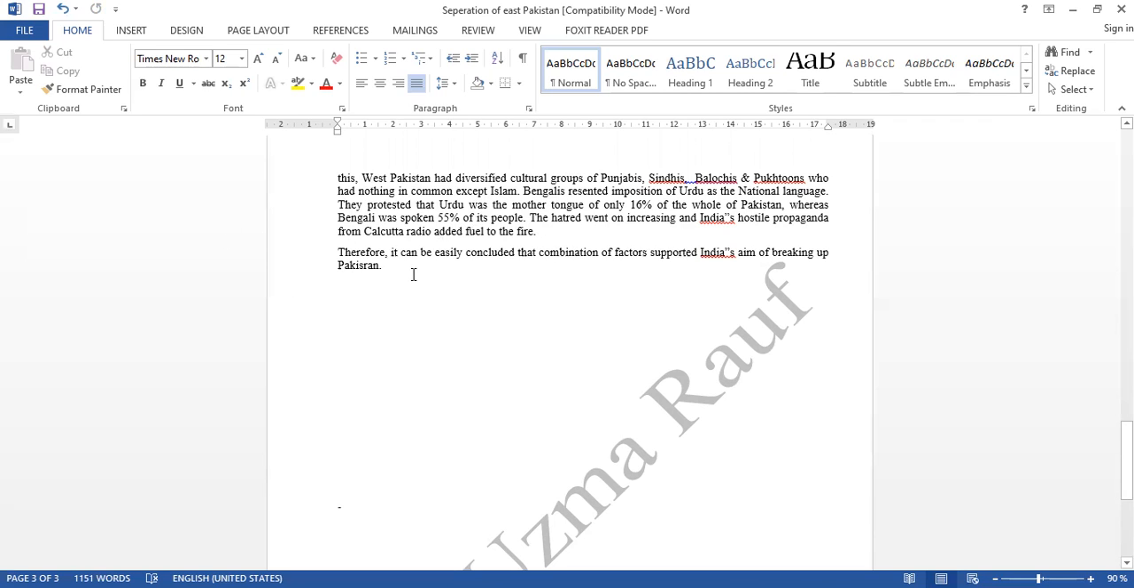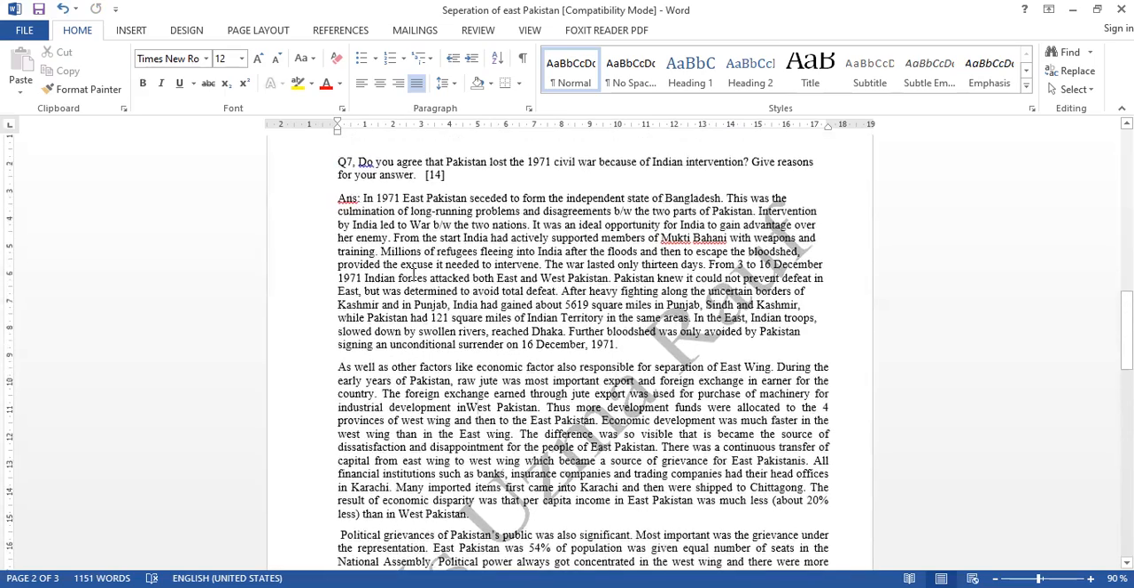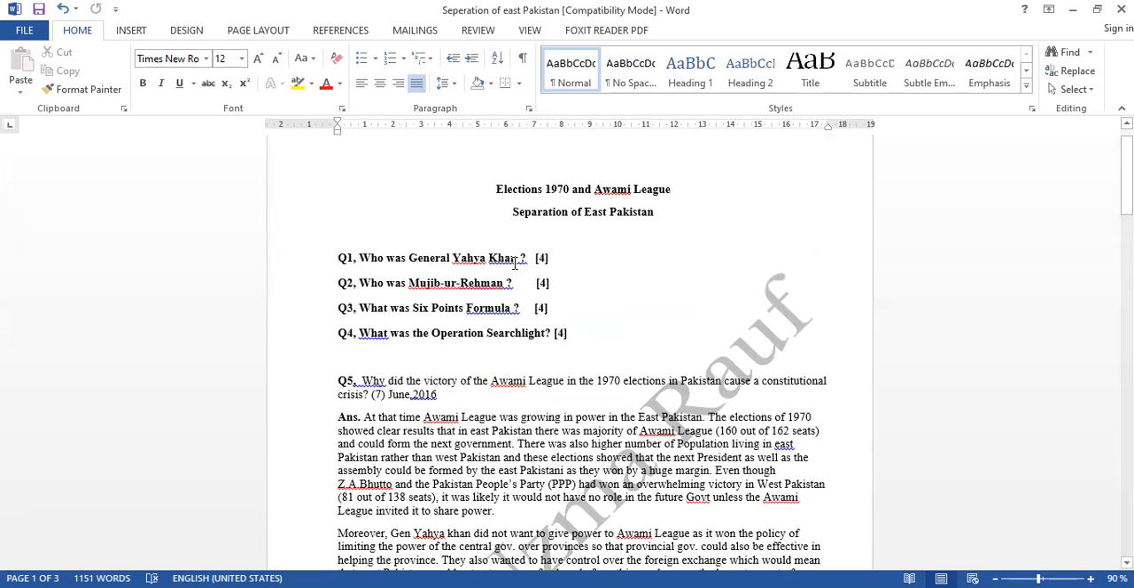Okay, right? So in this way, we will complete a 14-mark answer. If you find a 14-mark question with different wording, then you have to arrange your information accordingly. Now we have completed this topic, which was the separation of East Pakistan. So you have to complete it with these exam questions. And when you complete these exam questions, it means that you will cover the whole topic. So this is the end of this topic.